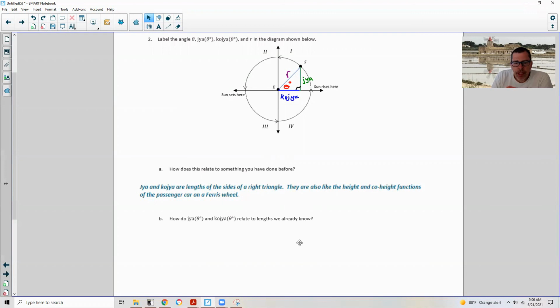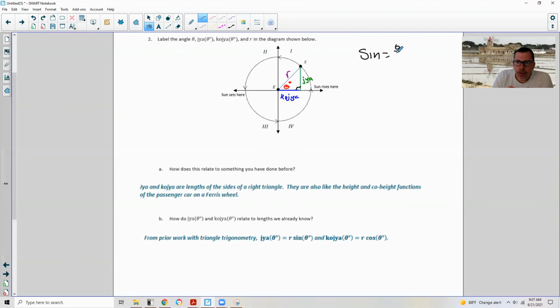Part B, how do jaw theta and koja theta relate to lengths we already know? Okay, and here's where it comes together. From prior work with triangle trigonometry last year, jaw theta equals r times the sine of theta. So let's do a quick review on that. Sine equals opposite over hypotenuse. Cosine equals adjacent over hypotenuse. And tangent equals opposite over adjacent.